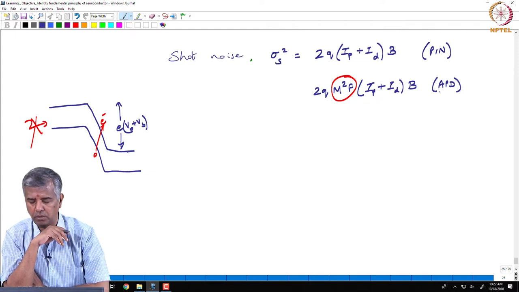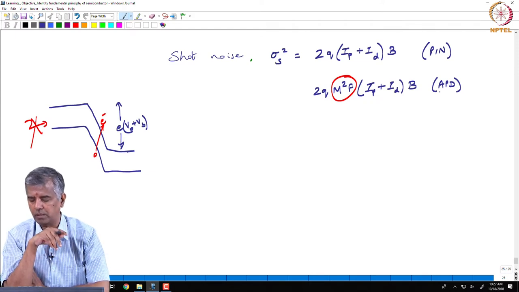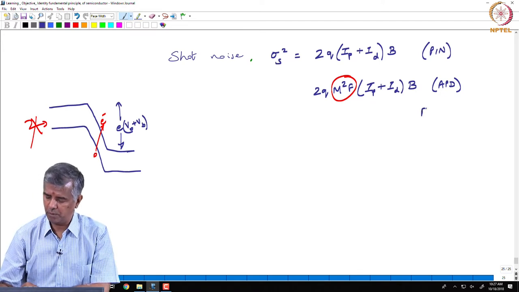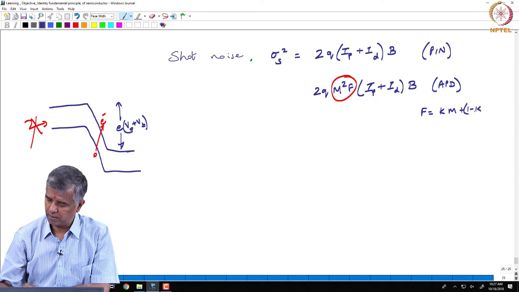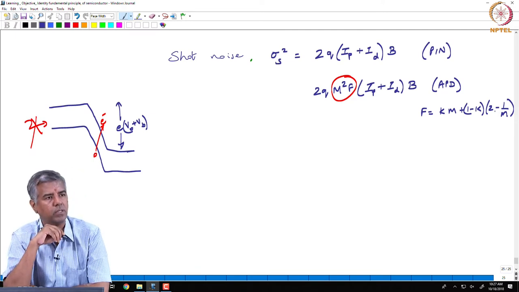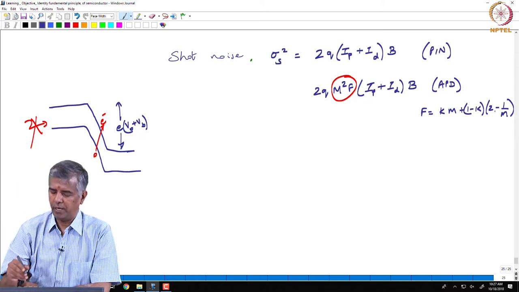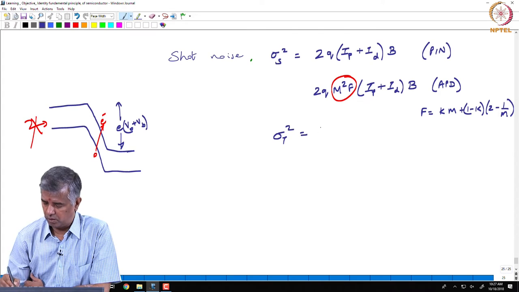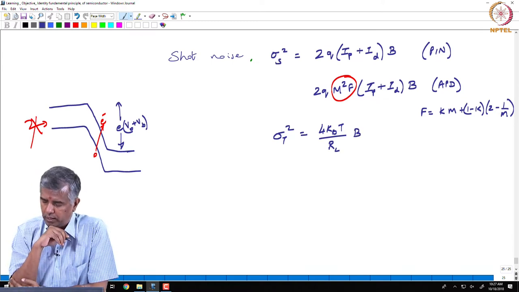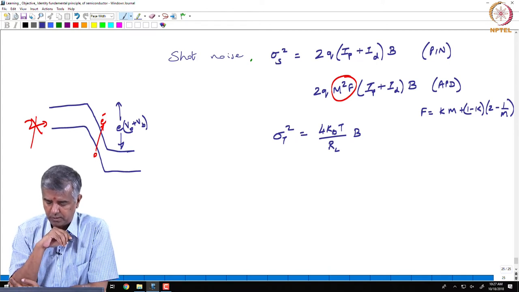You have that sort of an expression, where F is given by, like I mentioned in one of the previous lectures, k multiplied by M plus (1 minus k) multiplied by (2 minus 1 over M). That's actually called the excess noise factor. So we have shot noise and we have thermal noise now, which is 4 k_B T over R_L multiplied by B.